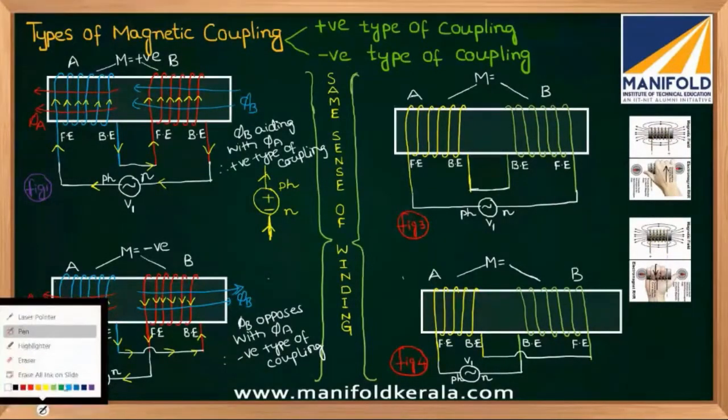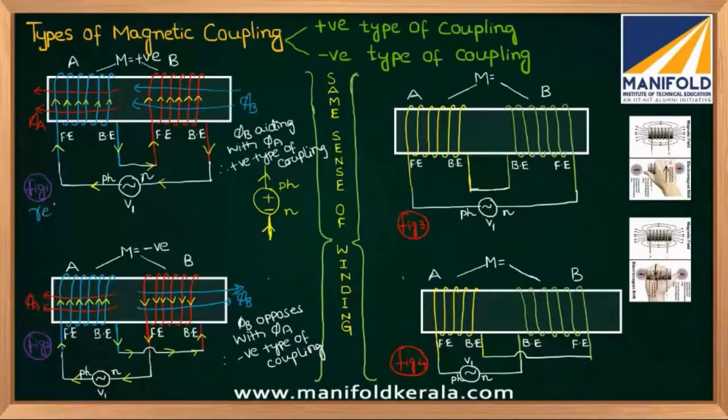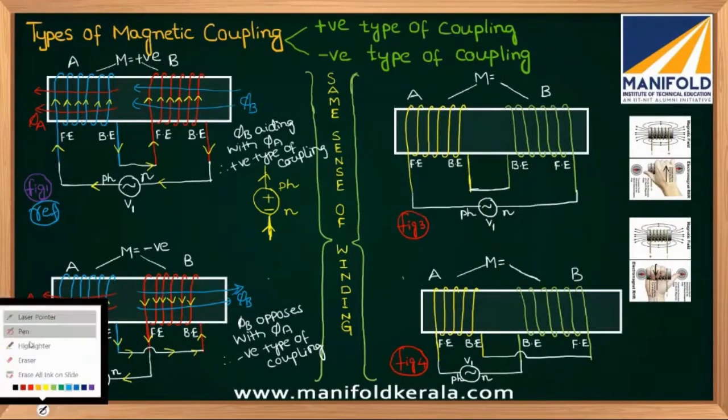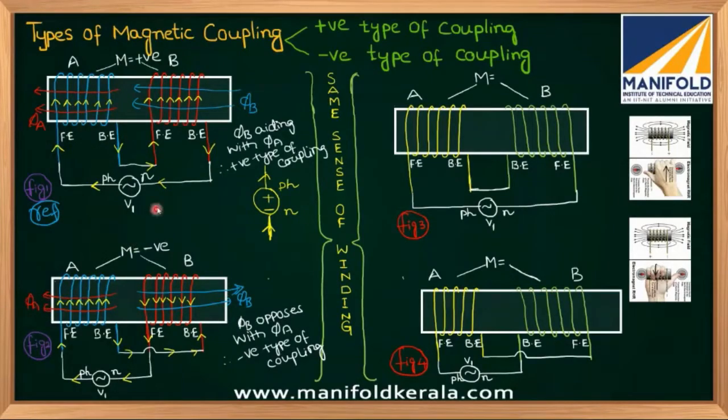Figure 1, I'm just going to take it as reference here. So in these two figures, if I take figure 1 as reference, for the same sense of winding, type of coupling changed or not changed? Sense of winding is same, but type of coupling changed or not changed? Changed. Okay. See, tell me, guys, how it's happening?